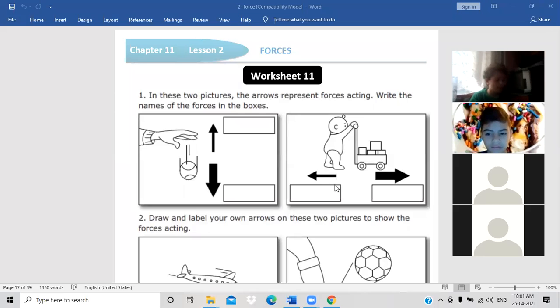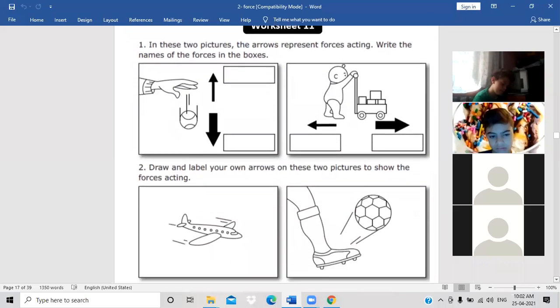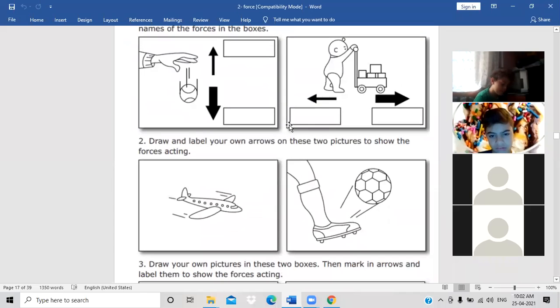Excellent. I will just do the first one for you. You have to do the rest. You have to see the direction of the motion, and what is working in the opposite direction. In the first one, you write the names of the forces. In the second one, you draw the arrows: in which direction does this plane move, and what is moving in the other direction, okay?